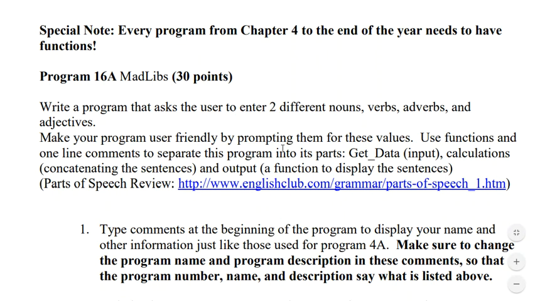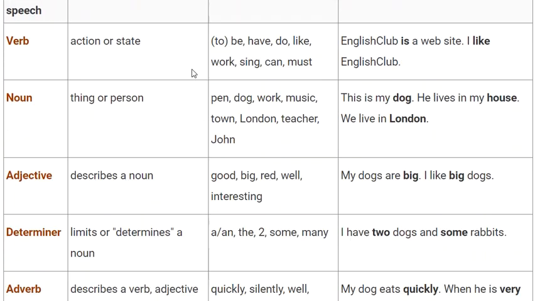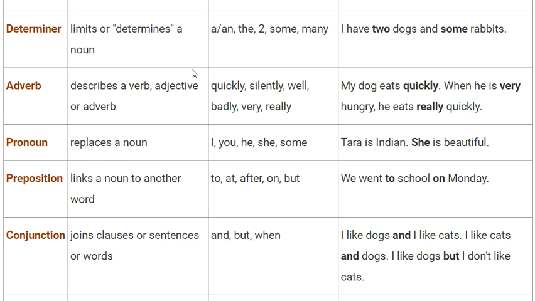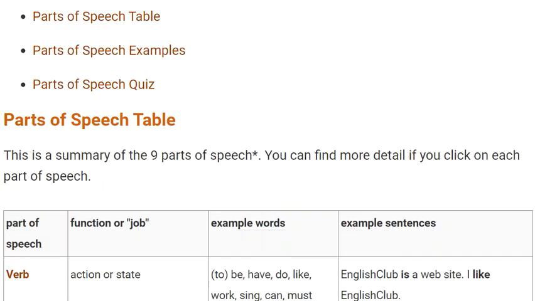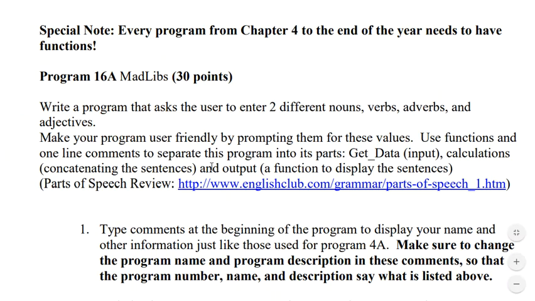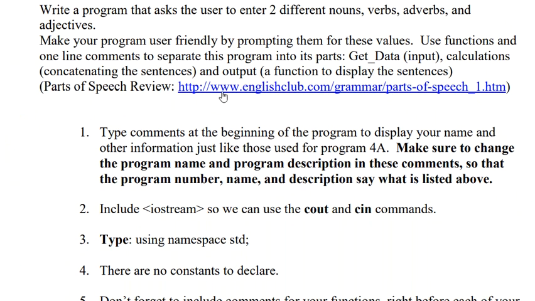All right, so some of you might need a refresher on our parts of speech. If you click on this link, it'll remind you what verbs, nouns, adjectives, adverbs are. Those are the only things I'm asking you, but there's a more complete review in case you need that. All right, we're going to make this user friendly, so our getData function is going to ask for all 8 things: 2 nouns, 2 verbs, 2 adverbs, 2 adjectives. So yes, there are 8 variables we need to send in to getData.